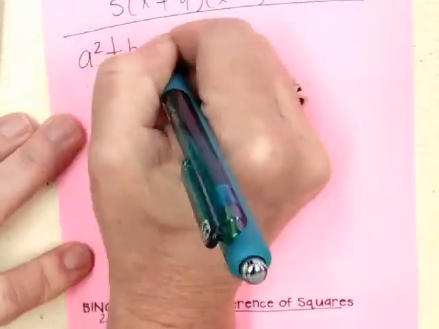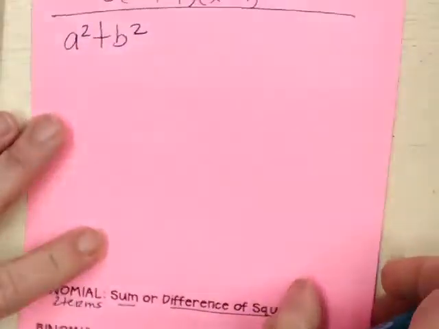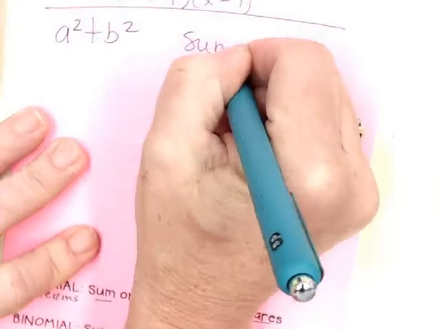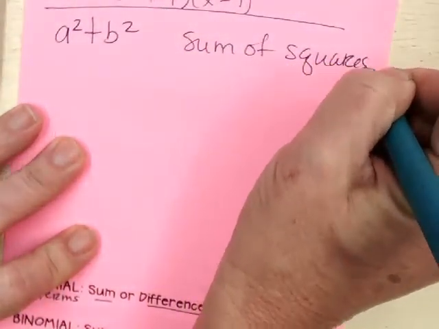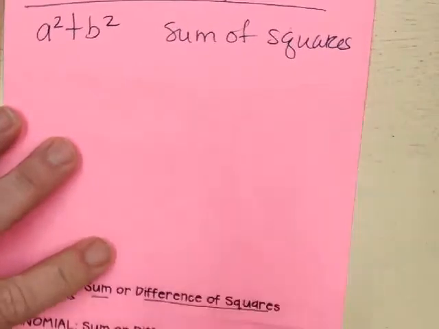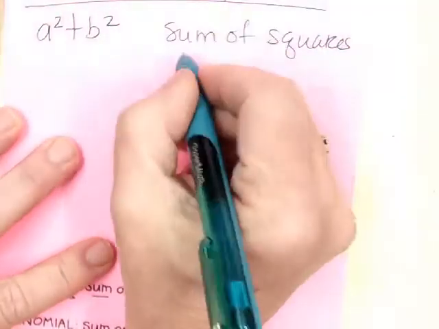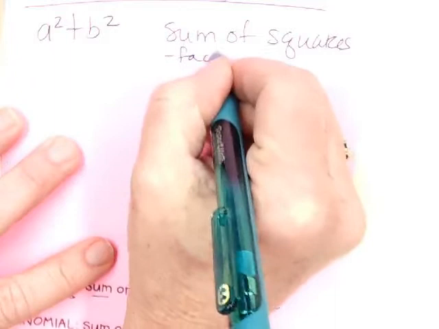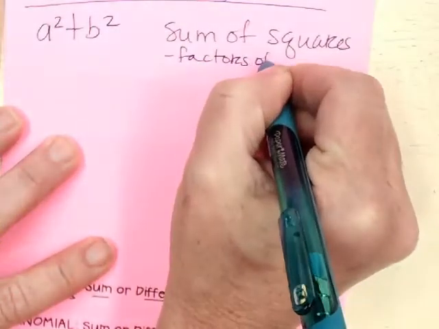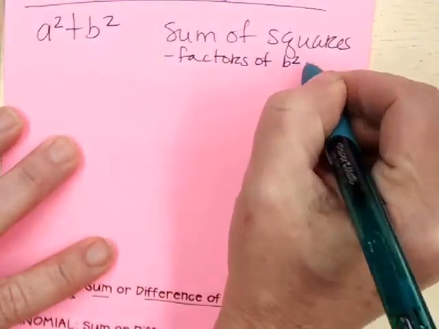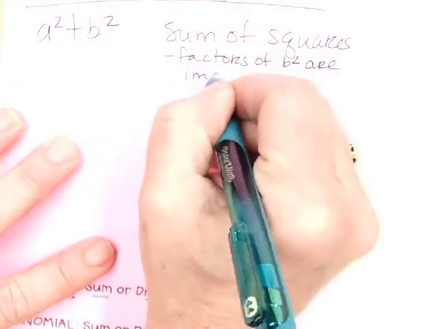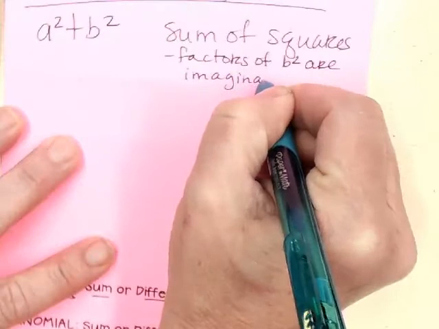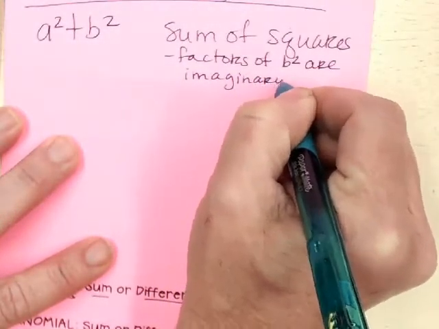If it's a sum of squares, then my factors are going to be imaginary, and I'm going to show you why. So make sure I'm spelling that right.